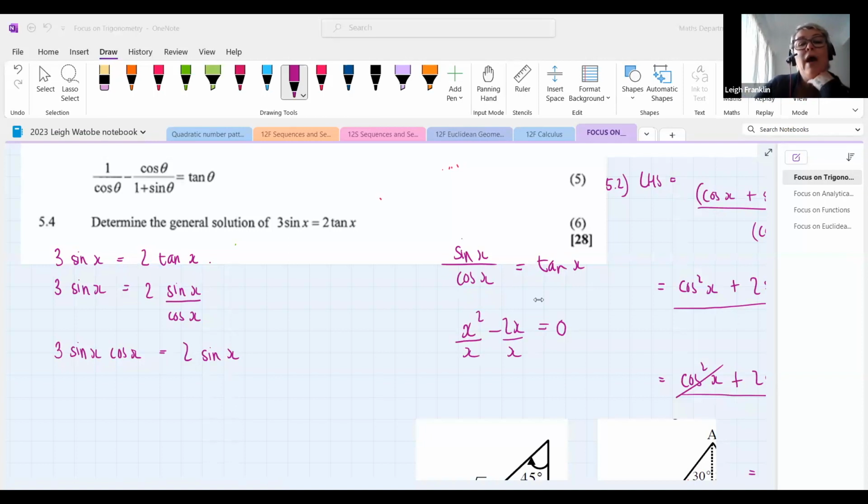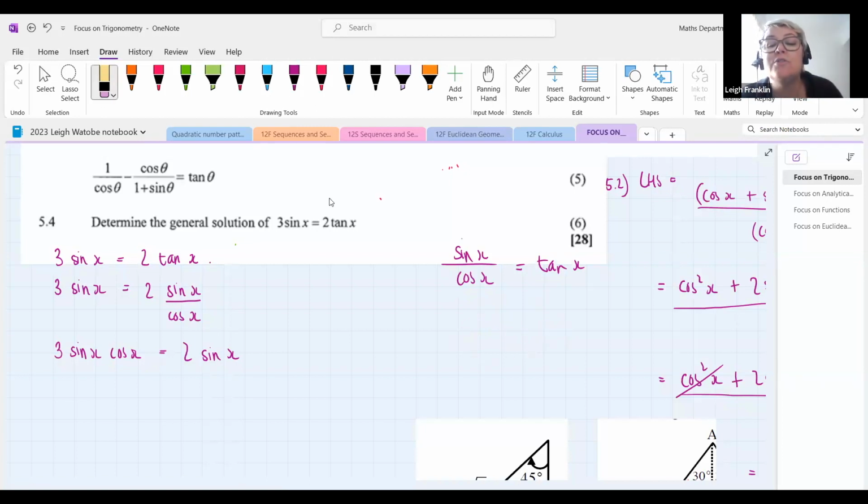No. Okay, so it's not allowed. It's not allowed for 2 reasons. Number one, what if x was 0? Division by 0 cannot take place. Also, if I do that, I'm losing one of my solutions. So I'm not allowed to do that. So you are not allowed to divide by sine x. You can only divide sine x by cos x, because that is an identity. But you can't go around dividing by sine x or by tan x.